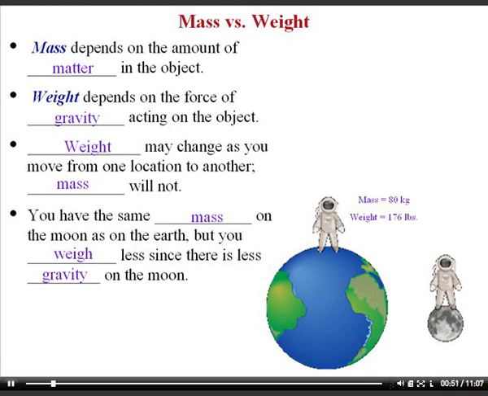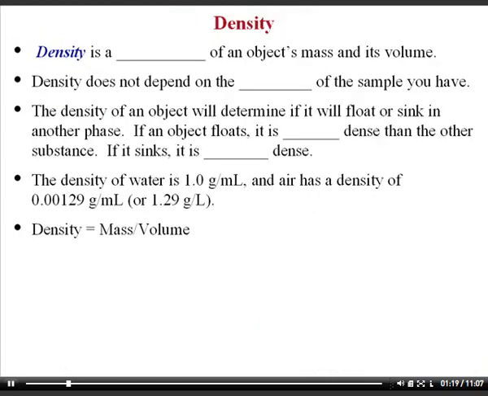So if you'll look at the example that I have over on the side, you can see that the mass of the person on the Earth is 80 kilograms and their weight on the Earth is 176 pounds, but when you move that person to the Moon, their mass stays the same at 80 kilograms because again the mass doesn't change when you move from one location to another, but you'll weigh less because there's less gravity on the Moon, so your weight will drop to 29 pounds. So that's basically the difference between mass and weight. What you need to remember is mass doesn't change when you change your location, but weight is depending on gravity, so it does change when you move from one location to another.